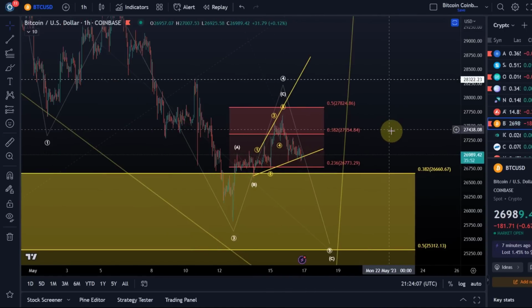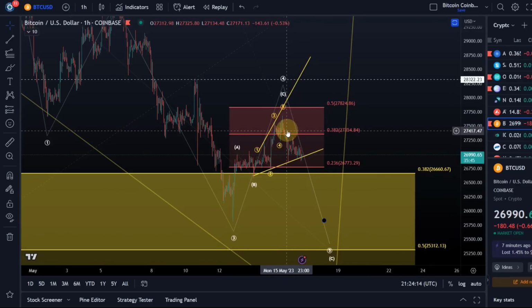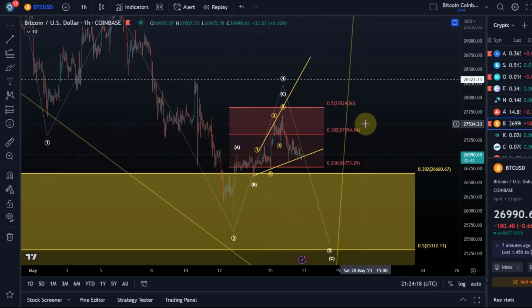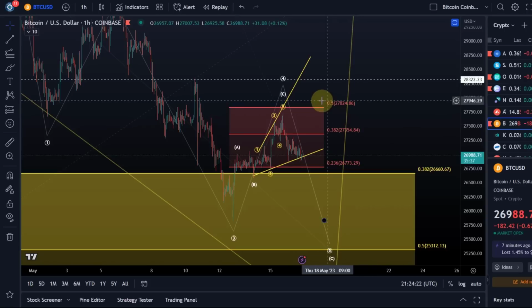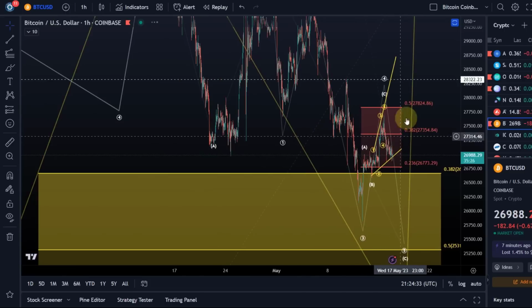So my expectation at the moment is still, as long as we stay below 27,820, that we will make a new low. Now that situation will change probably, or my viewpoint will change if we break impulsively above 27,820, because an impulse to the upside would indicate that a low is already in, but at the moment there is no evidence for that. So I hope that clears everything up.